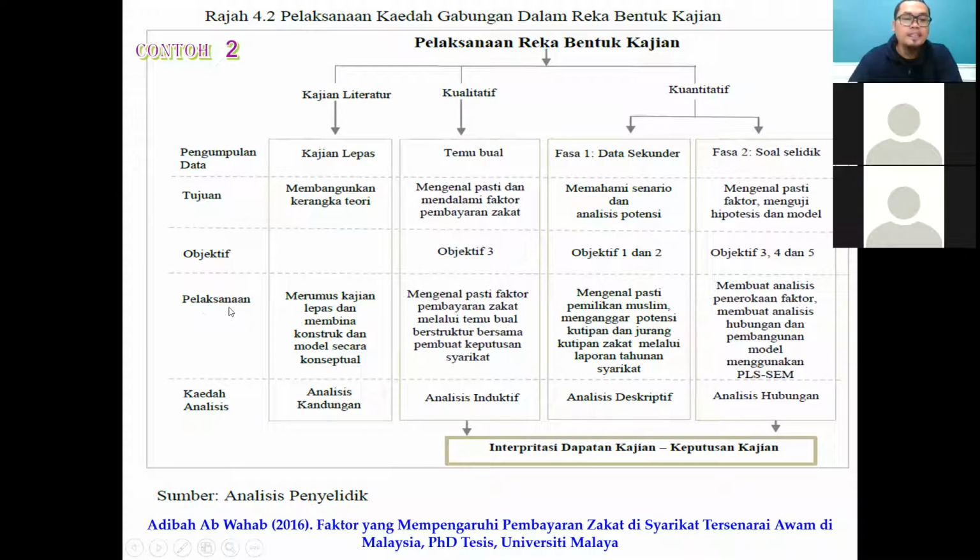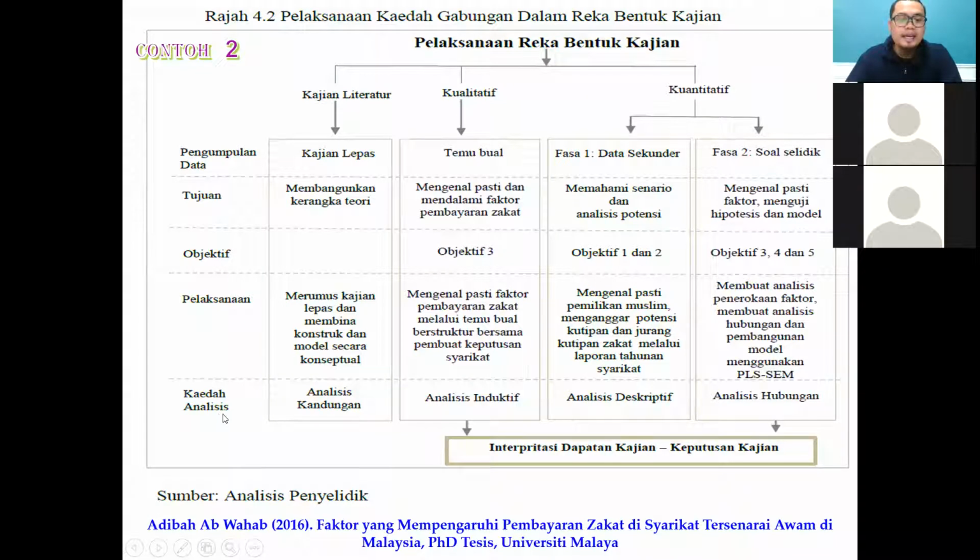So how about implementations? The literature review really tries to summarize previous studies by construct and model, and then propose the conceptual framework. For the qualitative, it identifies the factors, okay, and then makes structured interviews. But for the quantitative, they use the annual report to get some specific data. And then for the primary data, they use EFA, exploratory factor analysis, and then regression analysis using PLS-SEM.